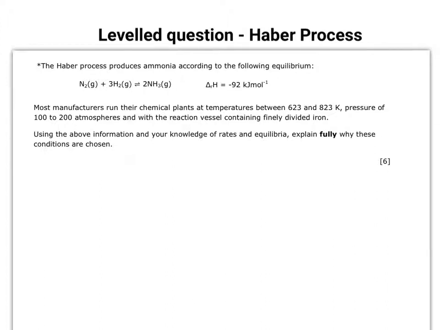So looking through the question, it says that most manufacturers run their chemical plants at temperatures between 623 and 823 K, pressure 100 to 200 atmospheres, and with the reaction vessel containing finely divided iron. So obviously the finely divided iron means that that's the catalyst. So you can see I've highlighted three things. So that allows us to plan out the question and put our answer into three subheadings.